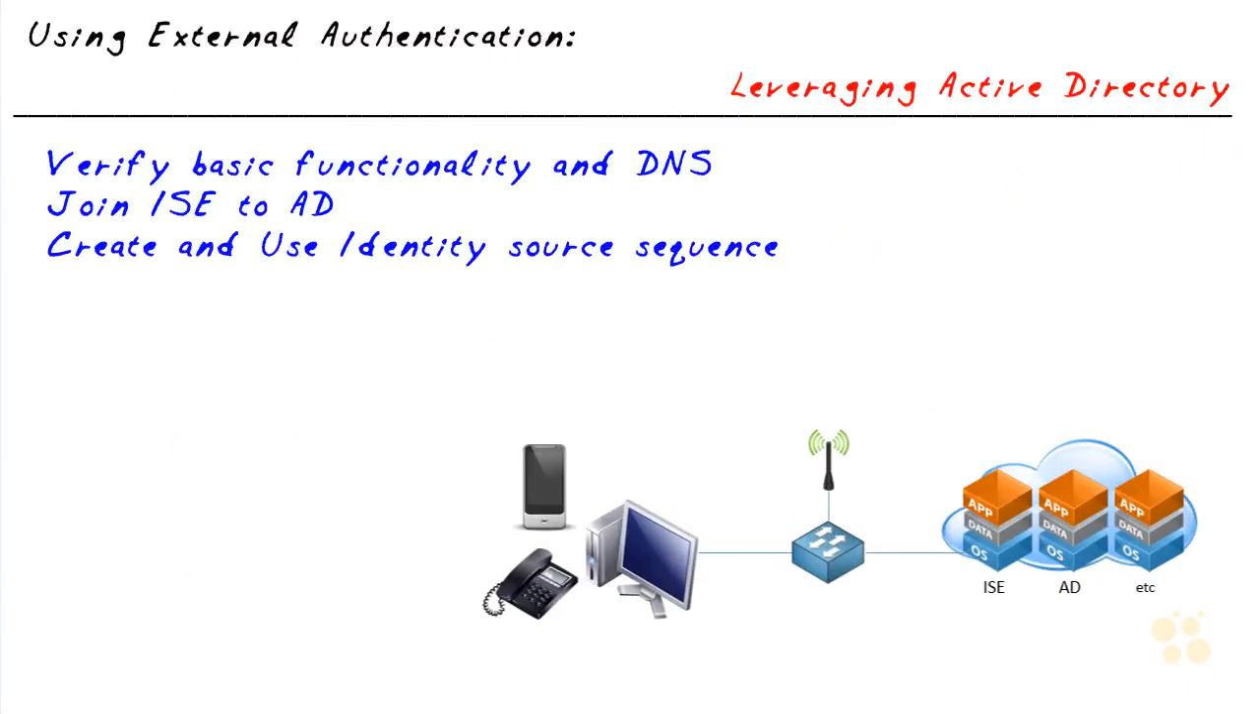In this video, we've taken a look at joining ISE into Active Directory for the benefit of using the Active Directory as an external identity source. To do that, we created an identity source sequence that we applied to the authentication rules for 802.1x that told it to try Active Directory first, and then if it couldn't find the user there, fall back to the local database on the ISE server.